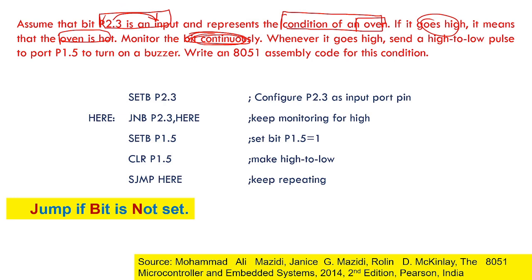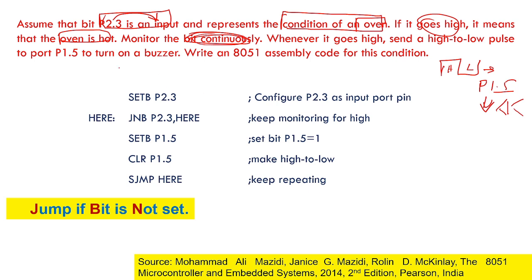whenever this P2.3 goes high, we want to send a high to low pulse to port 1.5 to turn on the buzzer. Okay, this is the logic. We need to write the code.